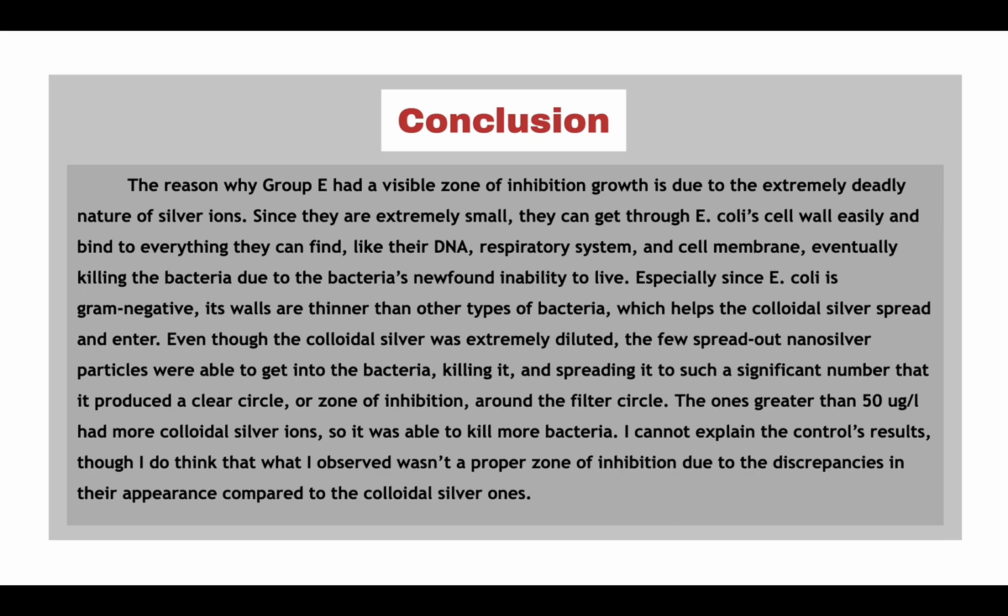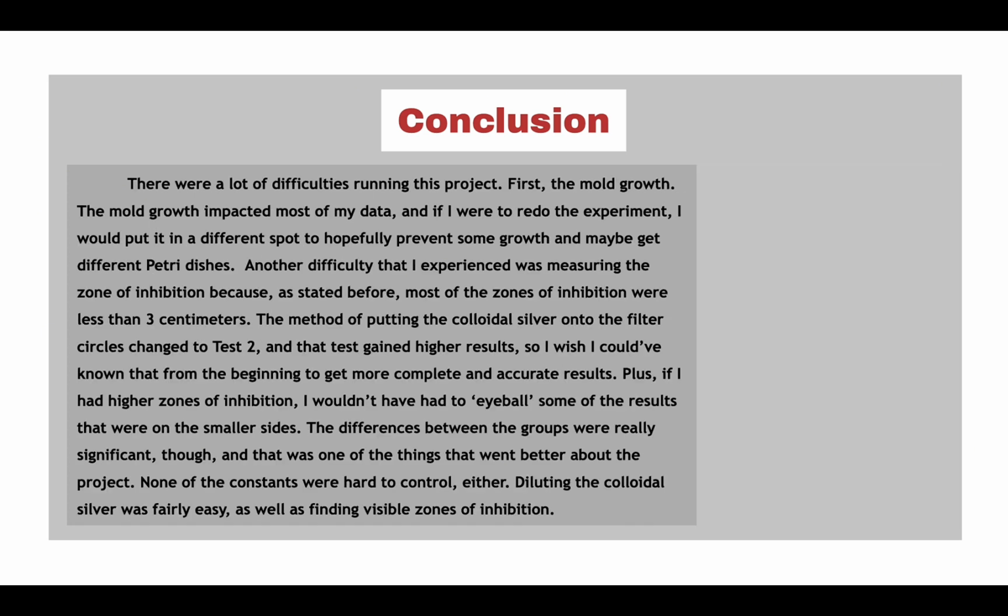The ones greater than Group E's had more colloidal silver ions, so it was able to kill more bacteria. I cannot explain the control group's results at the moment, though I do think that what I observed wasn't a proper zone of inhibition due to, like I said before, discrepancies in their appearance compared to the colloidal silver ones. This is the first part of the third paragraph.